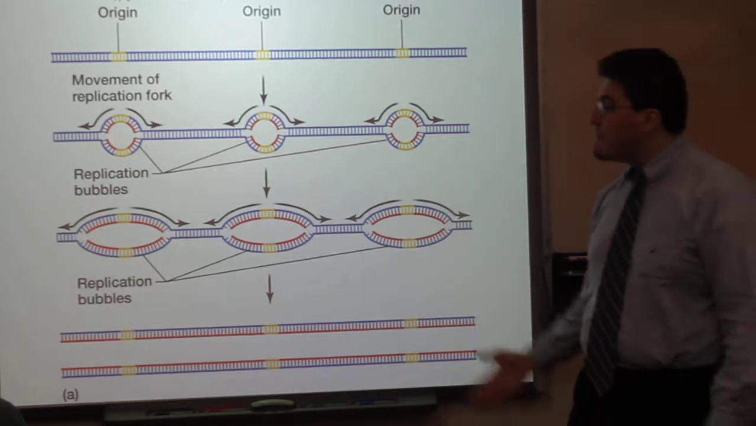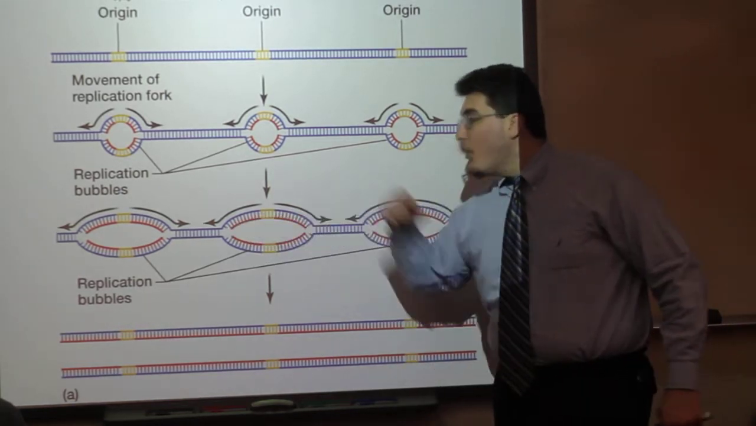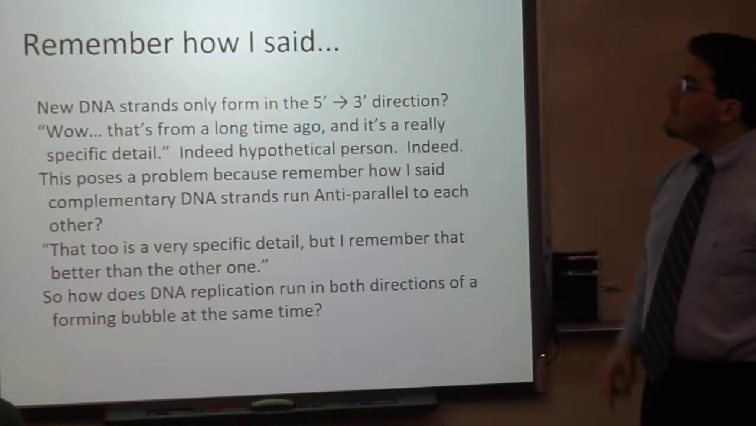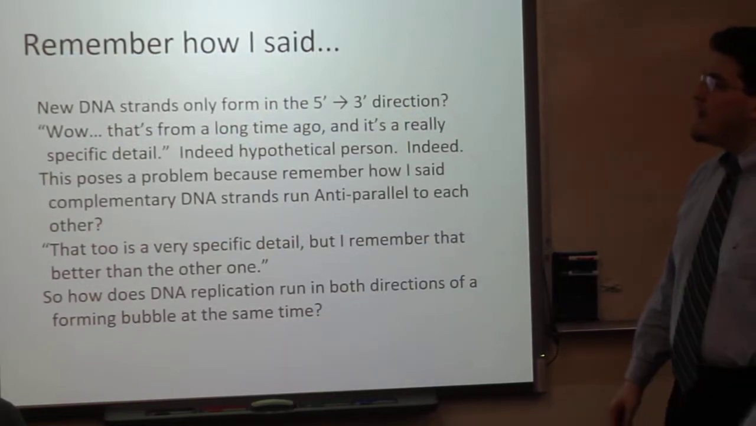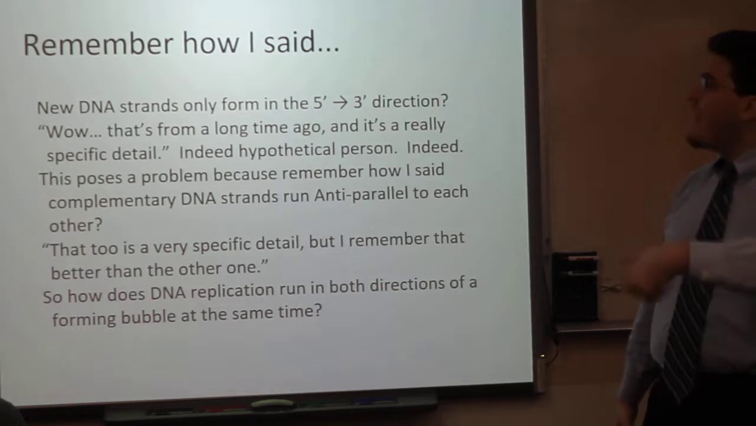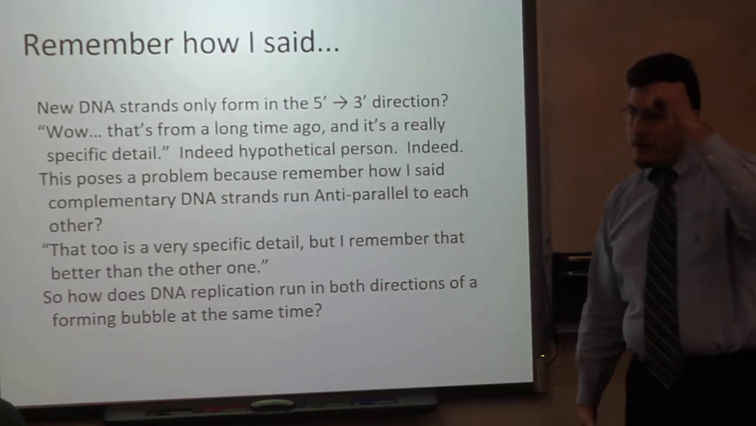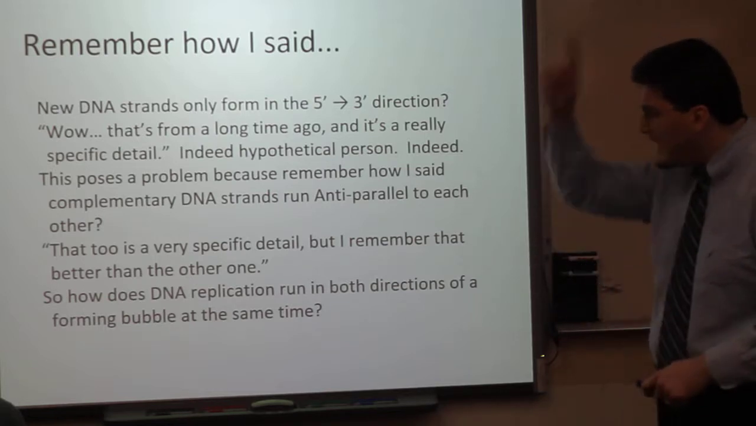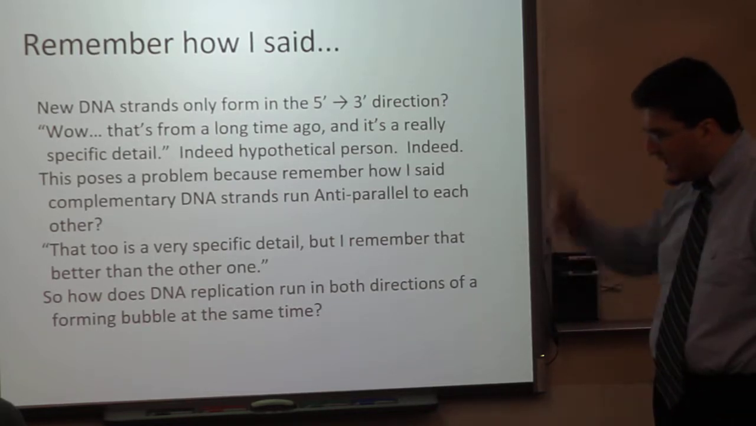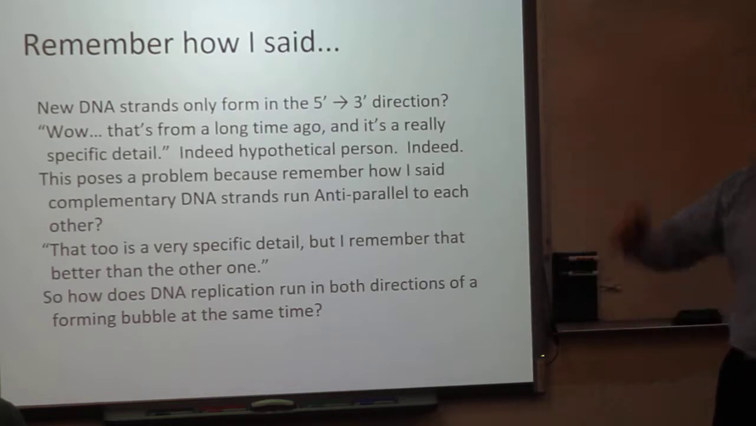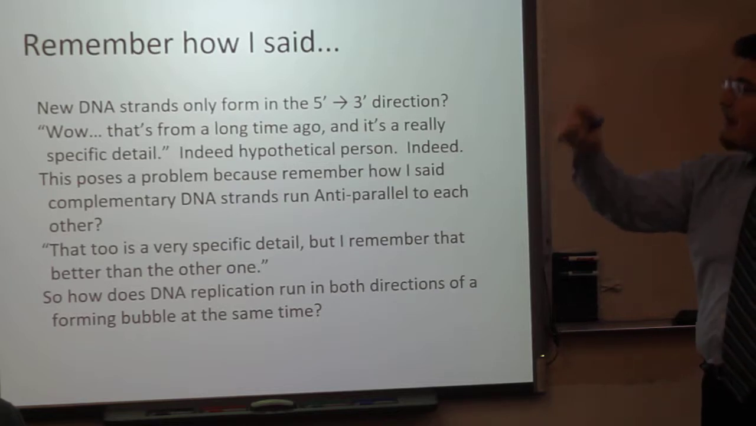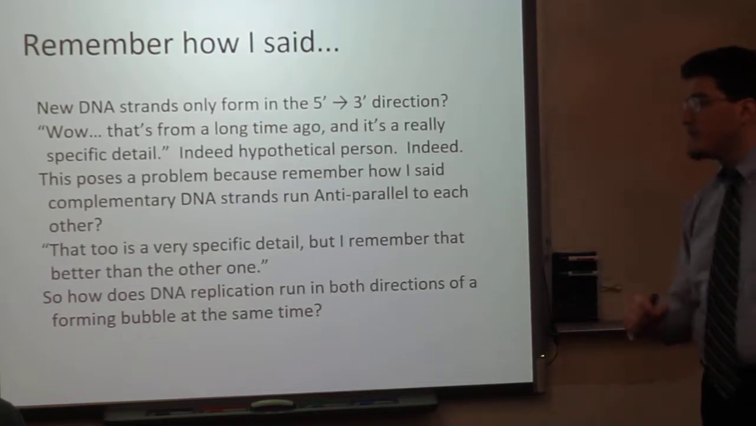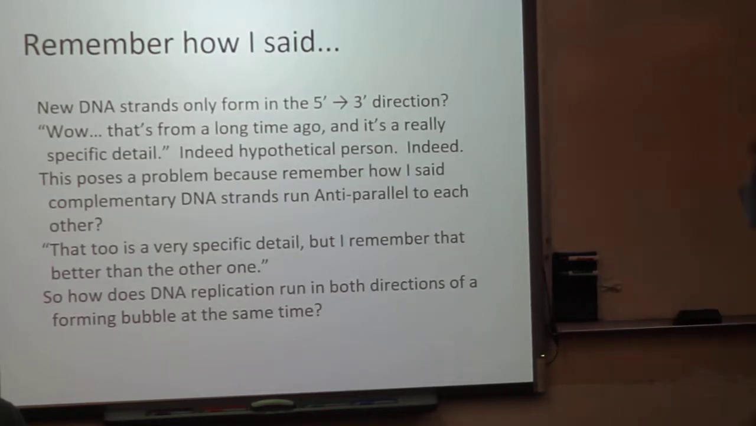So these replication bubbles expand, and these are replication forks right here. Now, do you remember how I said back in Unit 1 that new DNA strands only form in the 5' to 3' direction? Wow, that is from a long time ago. And it's a really specific detail. Indeed, hypothetical person watching this video, indeed. This poses a problem, because remember how I said that complementary DNA strands run anti-parallel to one another. That too is a very specific detail. But that one, I hope you remember, slightly better than the other detail.